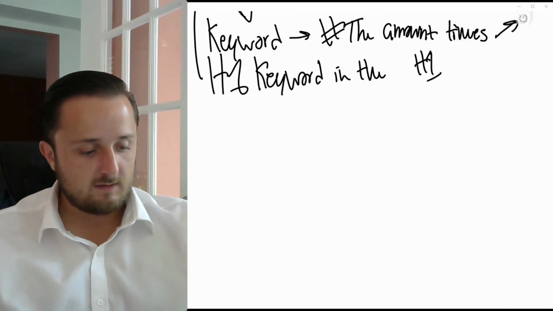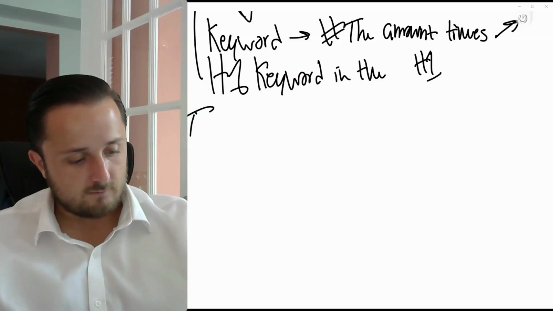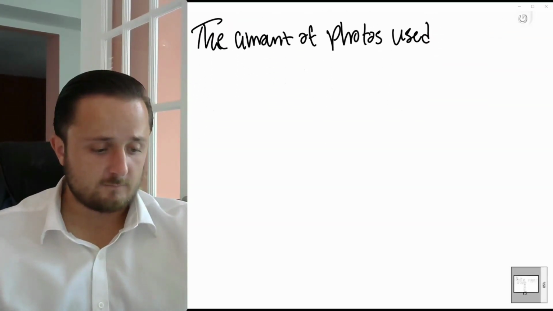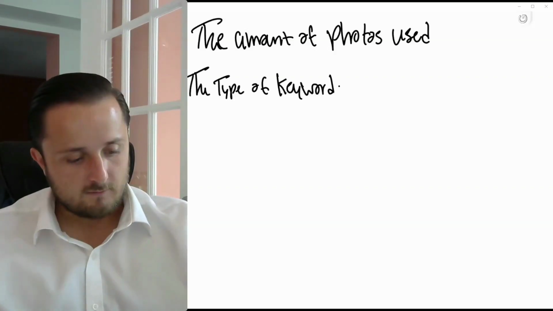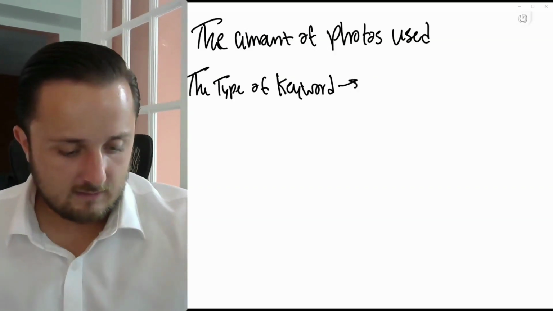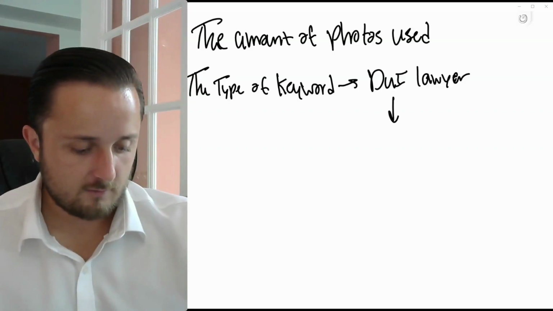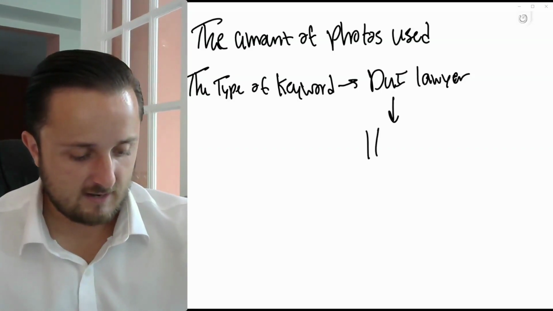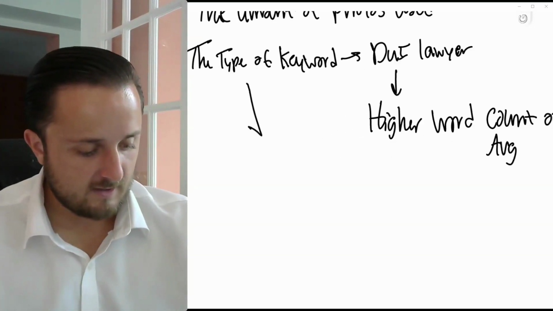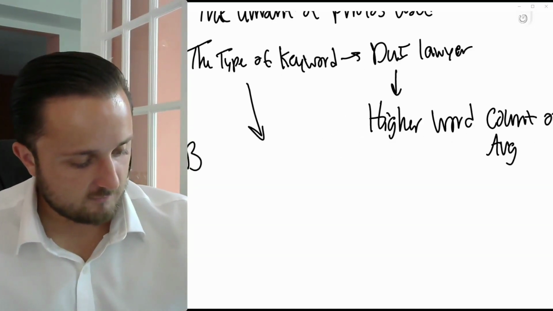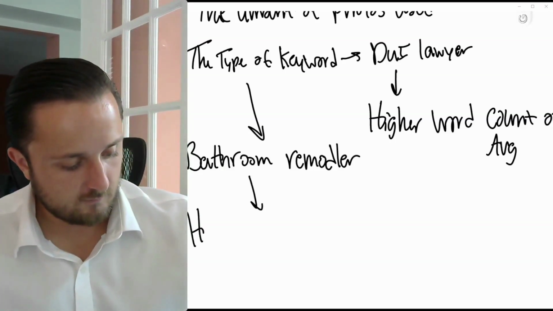What may not be globally accepted is the amount of photos. Now, what do I mean by this? Not only do we have local, but then we also have the type of keyword. So let's say that we have DUI lawyer. A DUI lawyer keyword is going to have a higher word count on average. But if we think about a bathroom remodeler, right? This is going to have higher photo counts.